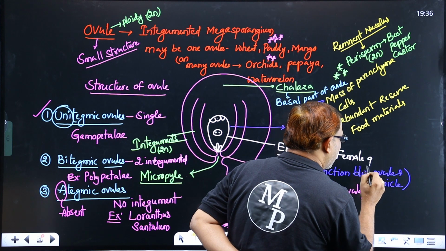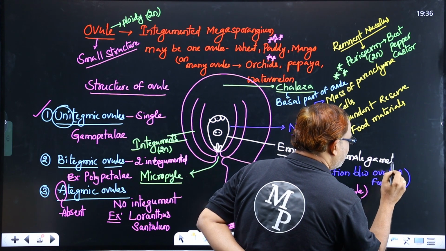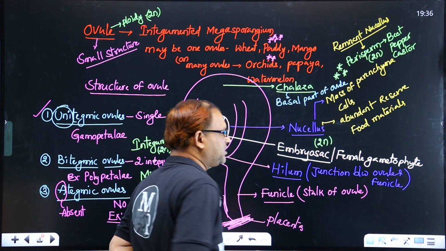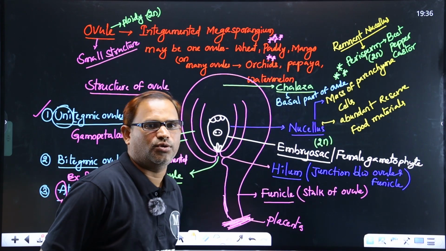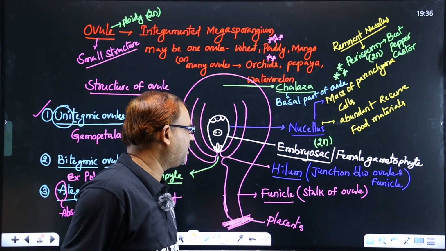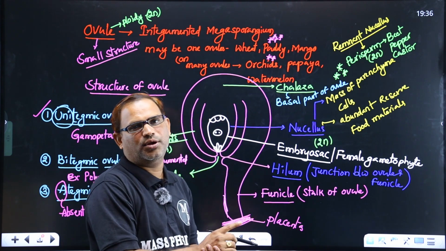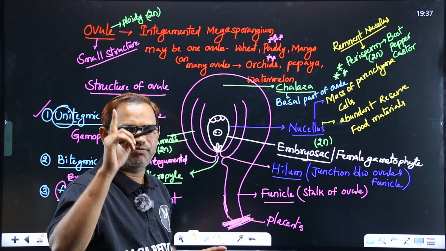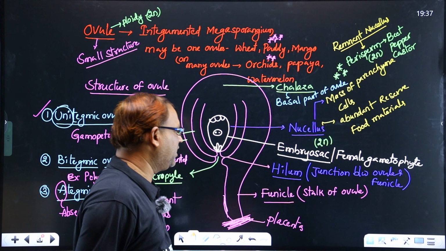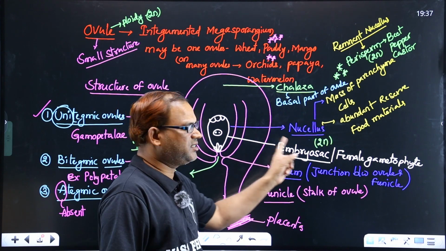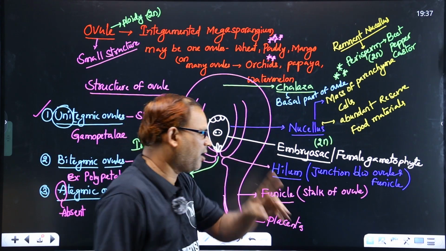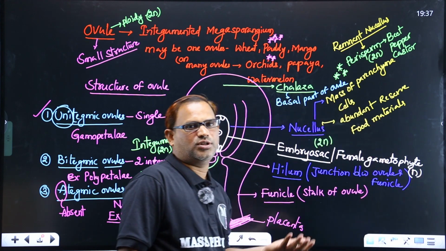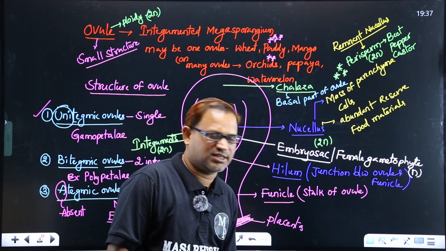The name is female gametophyte. Female gametophyte. How many embryo sacs are present in an ovule? This is a question in NCERT. Only one single embryo sac, or single female gametophyte, is present. That is a very important point. Then each cell of the embryo sac is what? Haploid in condition. How it becomes haploid, we'll see a little later.